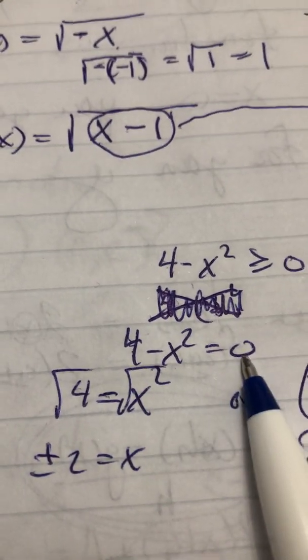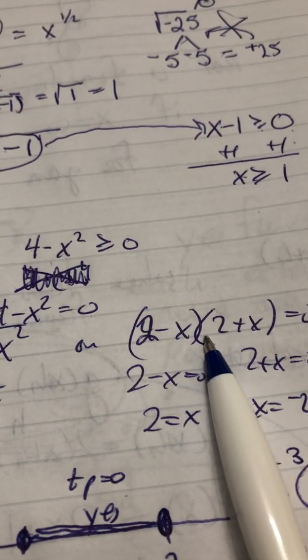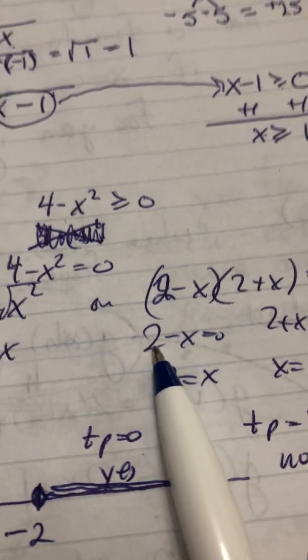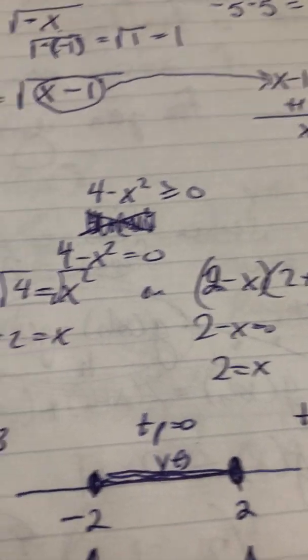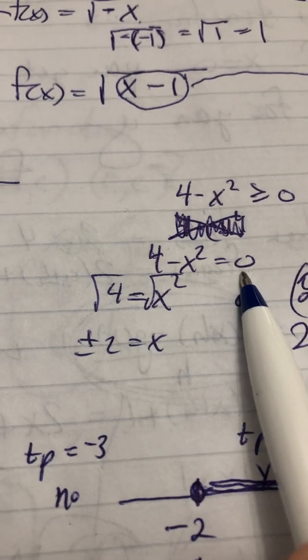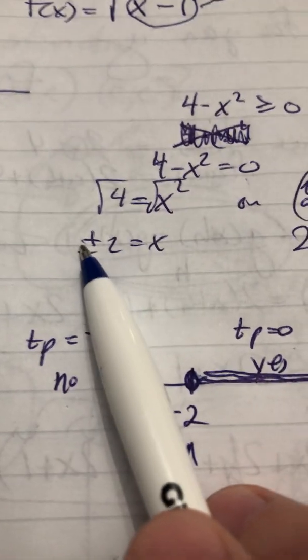You really want to figure out where it does equal 0. So you go 4 minus x squared equals 0. And you have two ways you can do it. You can either factor, you still have to set equal to 0, so (2 minus x)(2 plus x). And then you set each piece equal to 0, and you'll get 2 and negative 2. Or you can just take the square root on both sides after you move x squared over. And again, you'll get plus or minus 2.